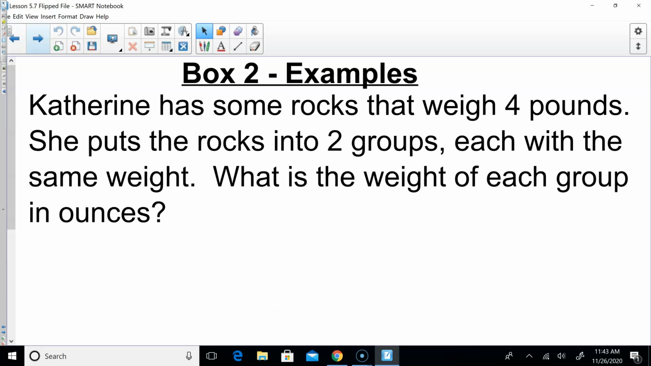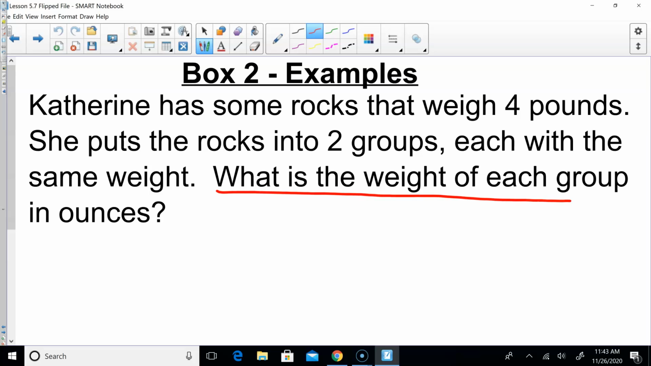Catherine has some rocks that weigh 4 pounds. She puts the rocks into 2 groups, each with the same weight. What is the weight of each group in ounces? So we'll read this again as our strategy tells us. So Catherine has some rocks that weigh 4 pounds. She puts the rocks into 2 groups, each with the same weight. What is the weight of each group in ounces?